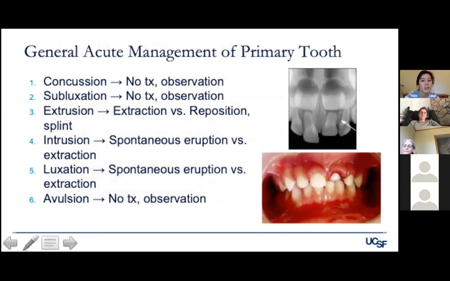General acute management of the primary tooth really depends on the case, but for the most part, it's just to protect the incoming tooth. So there's not a whole lot we would really do. It's mainly just controlling the swelling, behavior management, controlling the pain before the dentist decides what their definitive treatment will be. A lot of times it will involve just taking the tooth out or just leaving it alone.